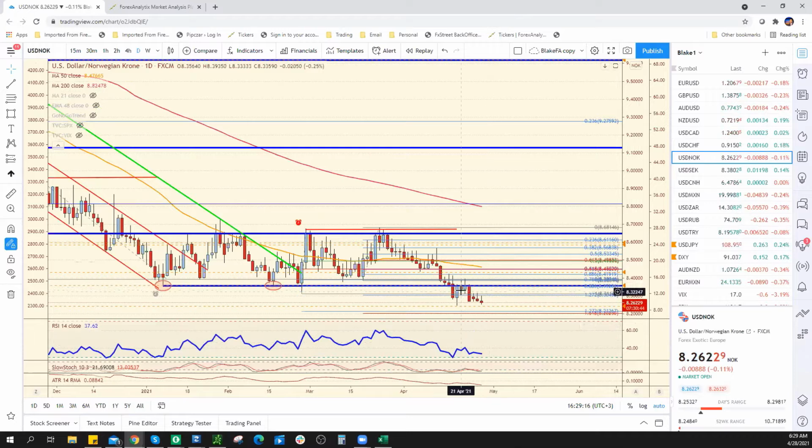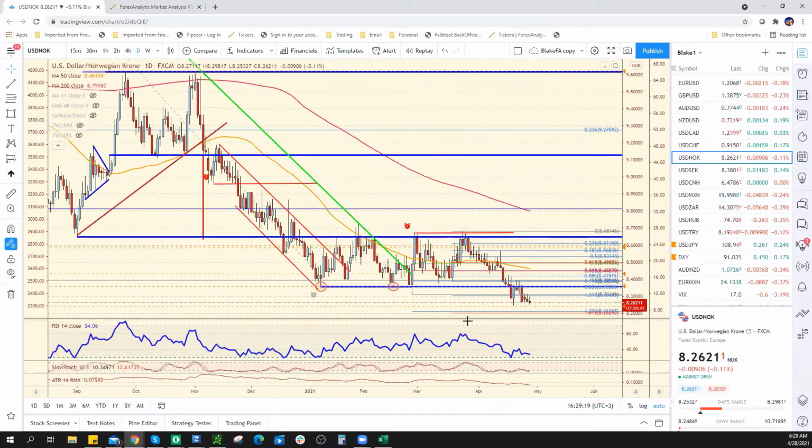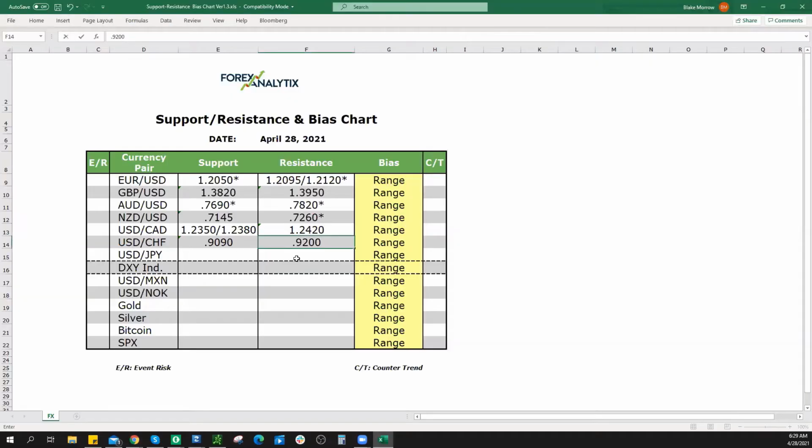US dollar Norway stopped me out again. I tried to pick it up last week, and it's like the bane of my existence right now. So I have to leave it alone until we get back above 840, because until we get above there, it's bearish.